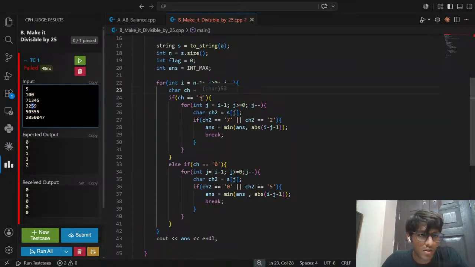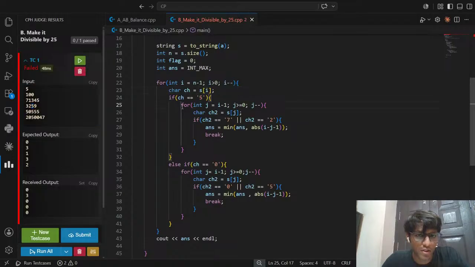Okay, so it gets here. Then for int j = i - 1, j should be greater than or equal to 0, j--. Char ch2 is s of j, and char ch is equal to 2. If char ch2 is equal to 2, answer is the minimum of answer and absolute of i - j - 1.